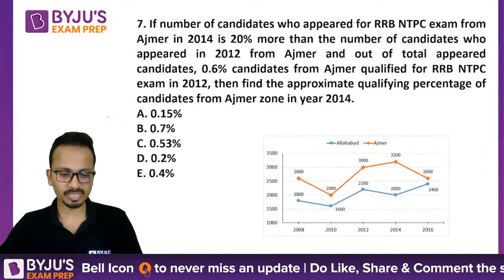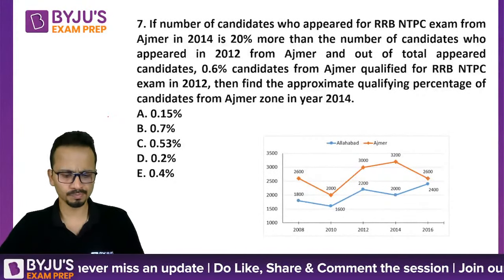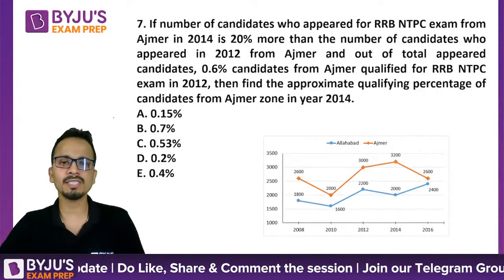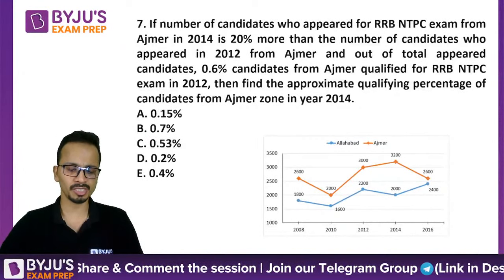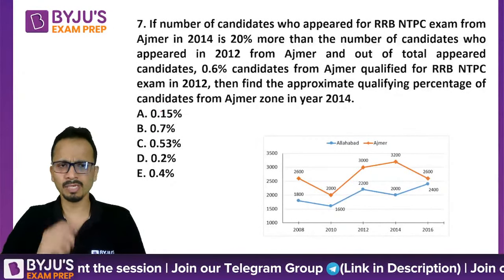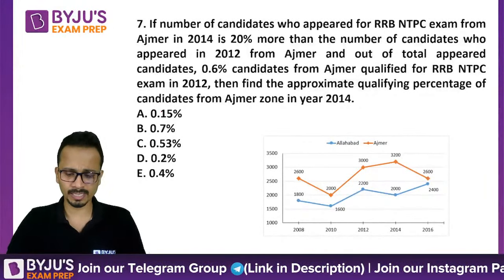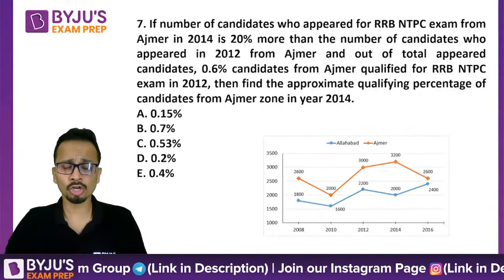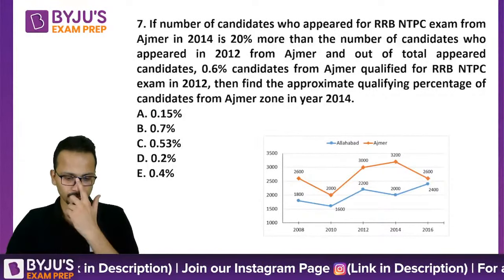All right, so Vicky is the first one with the answer. Vicky says the answer is option C, that is 0.53 percentage. Vicky, you still have some time. I don't know if this answer is correct or not, but you can cross check your calculations once again.